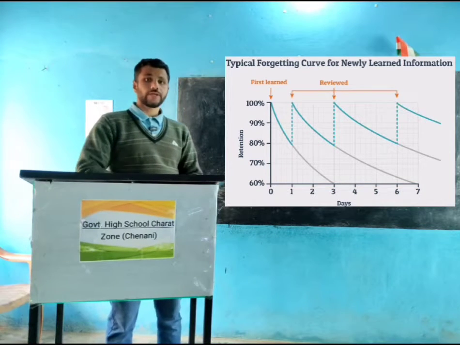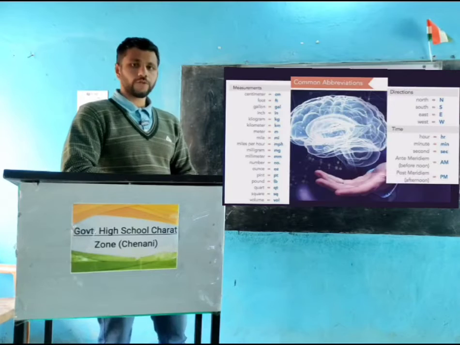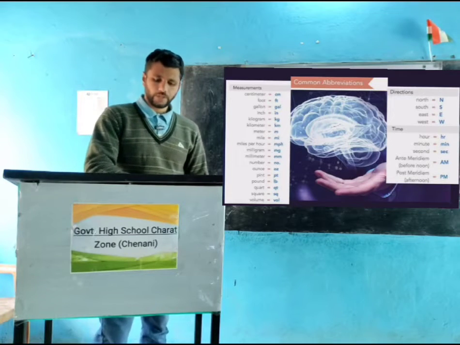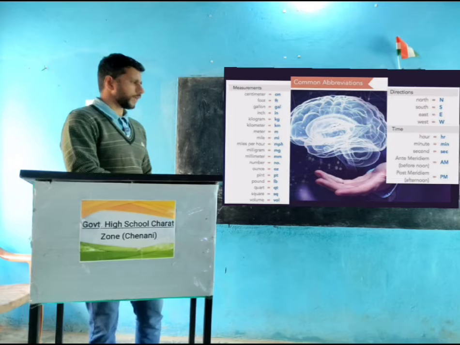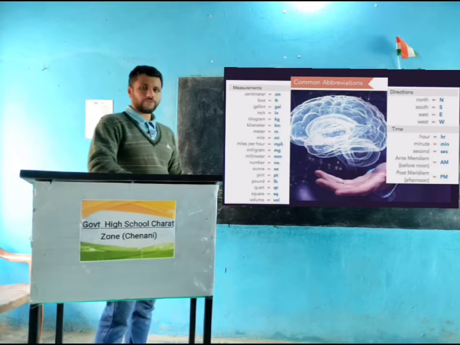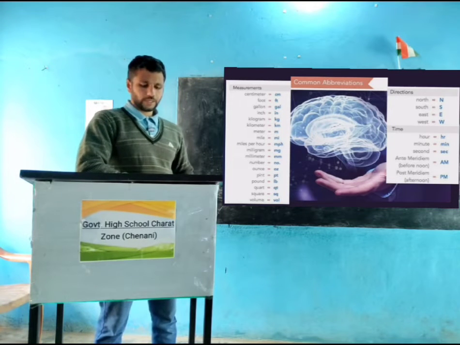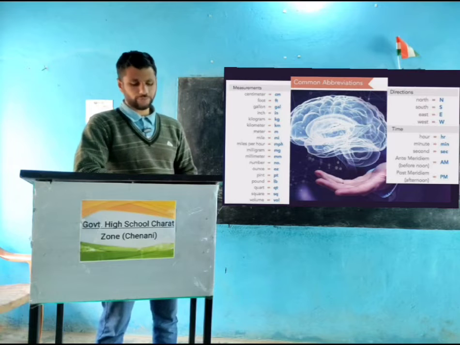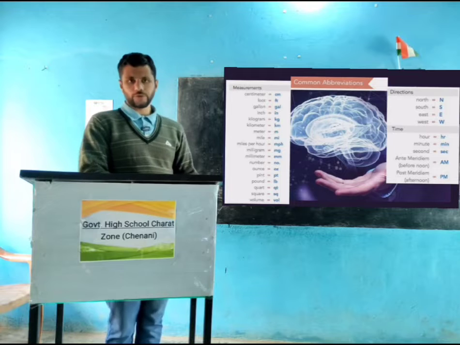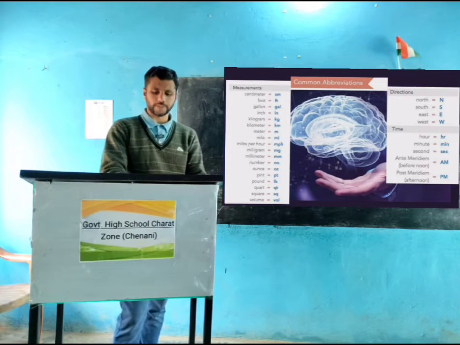Now, let us look at some other methods of memory enhancement. One of the common methods is called abbreviations or acronyms. We use abbreviations in our everyday life. For example, in mathematics, we use abbreviations like cm for centimeter, ft for feet, in for inch, kg for kilogram, etc. For directions, we use N for north, S for south, E for east, and W for west.